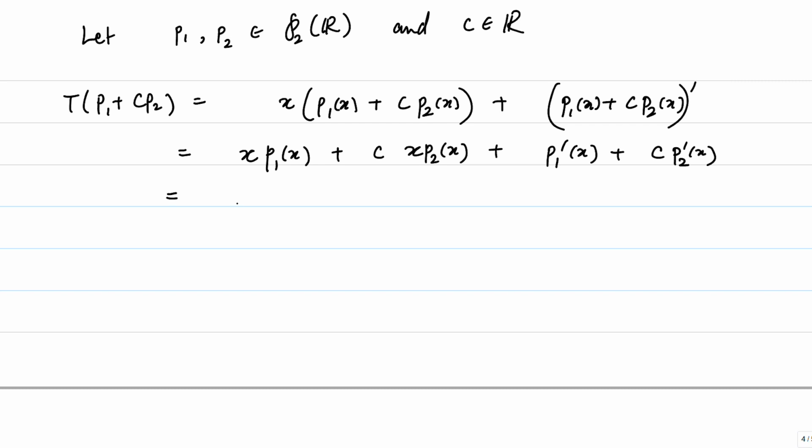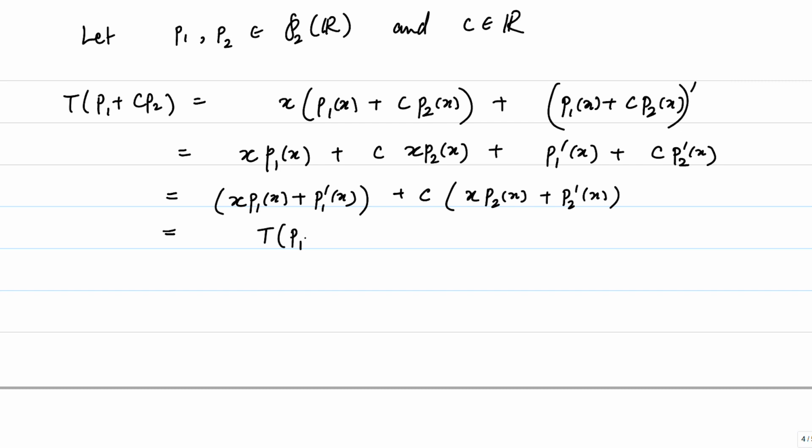And let's now regroup as earlier. So this is x p1 of x plus p1 prime of x, which is basically T of p1 of x, plus c times x p2 of x plus p2 prime of x. This is nothing but T of p1 plus c times T of p2, thus establishing that both the examples that we considered were linear transformations.